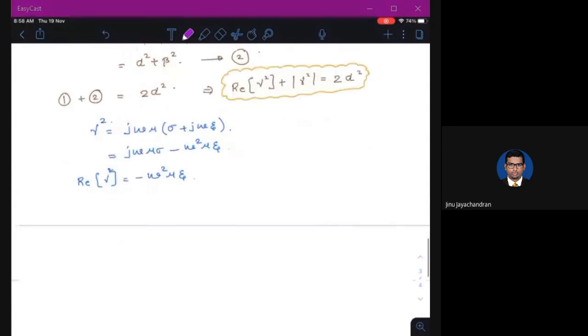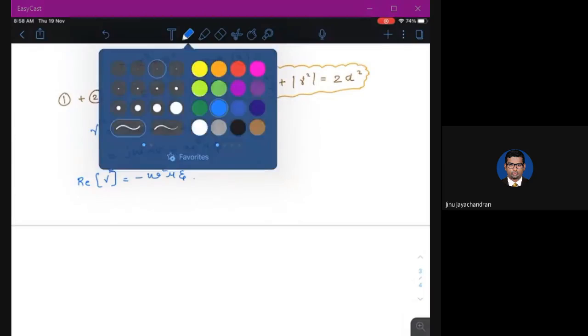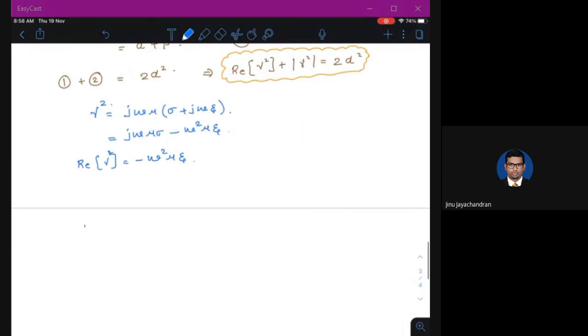Now let's do the magnitude of gamma square. The magnitude of gamma square is the square root of the square of the real term, which is minus omega square mu epsilon the whole square, plus the square of the imaginary term, which is omega mu sigma the whole square.